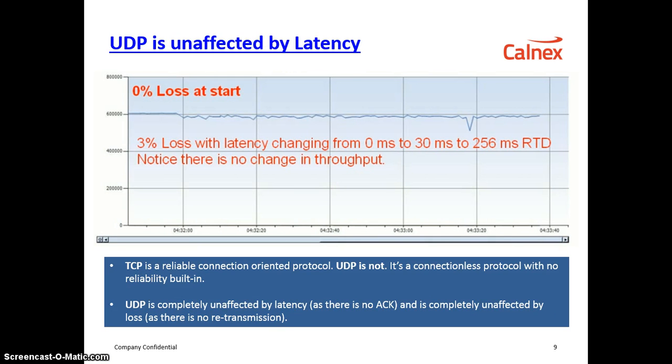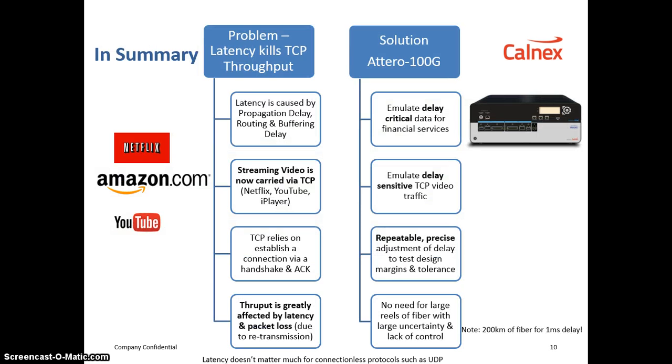Now UDP itself is unaffected by latency, as we said earlier. So with 3% packet loss and latency changing from 0 milliseconds to 30, then to 256 milliseconds, there is no change in the throughput at all. However, the issue with UDP is you don't have the same quality of service and reliability on the data that's sent to the other end.